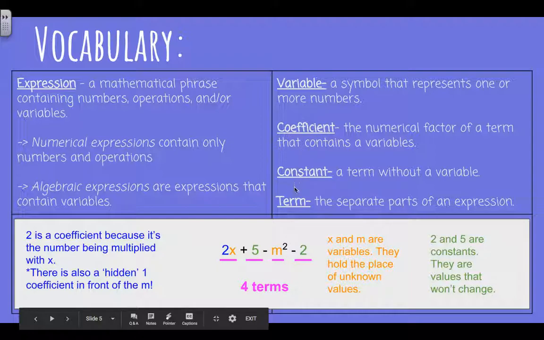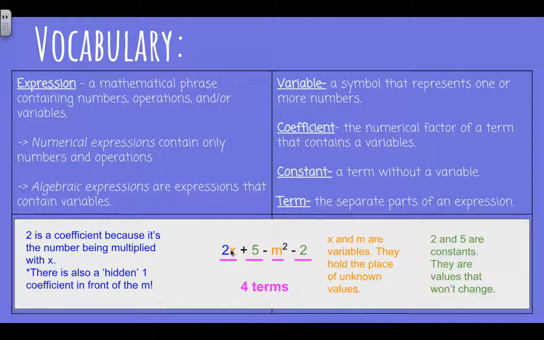Variable, coefficient, constant, and term are all parts of an expression. In this expression, 2 is the coefficient because it's the number that is with the variable. It shows multiplication. This is 2 times x. There's also technically a 1 as a coefficient here with the m squared. We just don't write it because it doesn't make a difference. 1 times anything is itself.